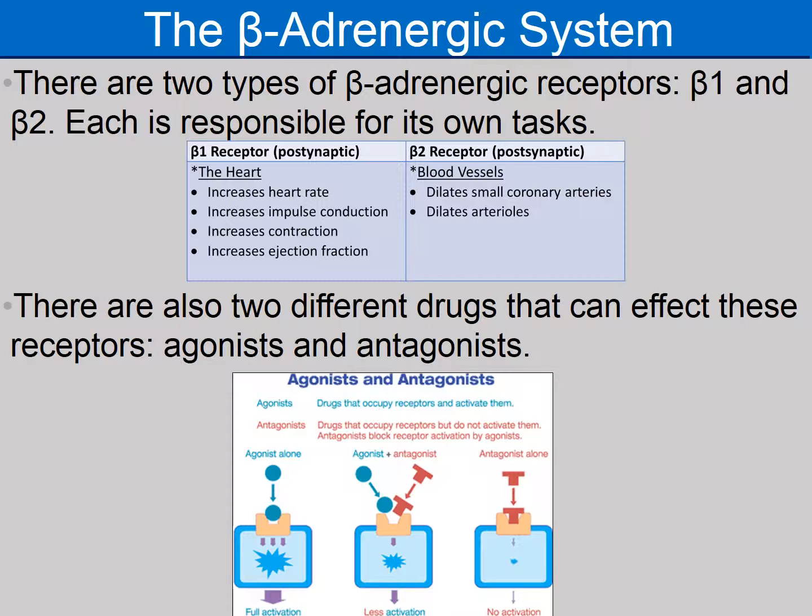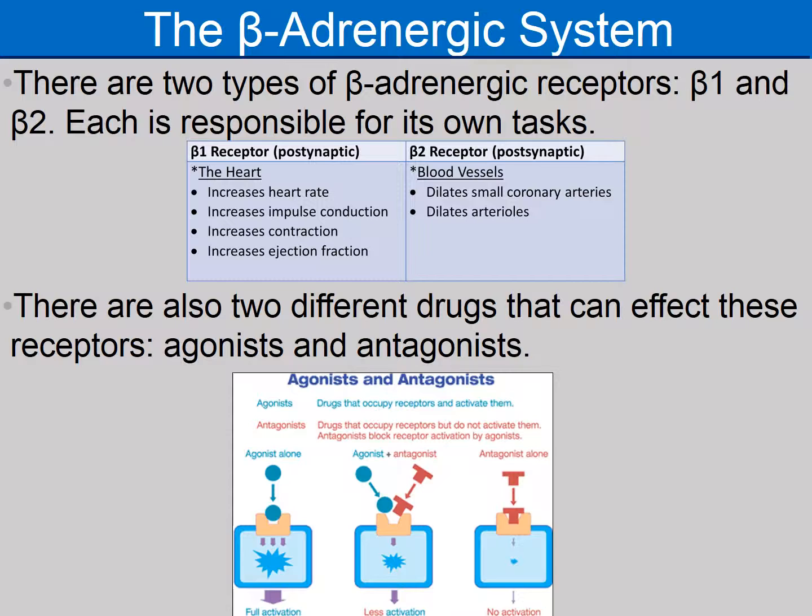There are also two different types of drugs that can affect each of these receptors, agonists and antagonists. An agonist is something that will affect the system and allow it to activate. An antagonist does exactly the opposite. It'll bind, however, it will have no activation of the system. But if you put an agonist and an antagonist together, you're going to get an attenuated effect in the sense that you will have less activation of the system.